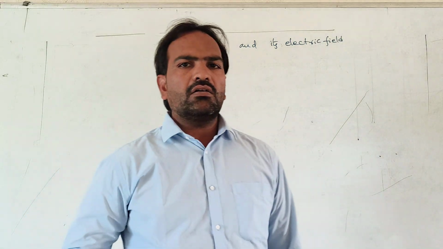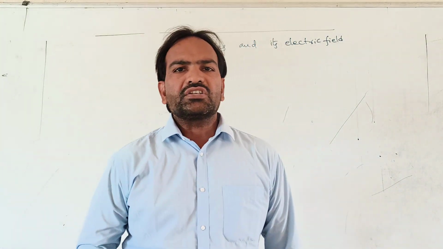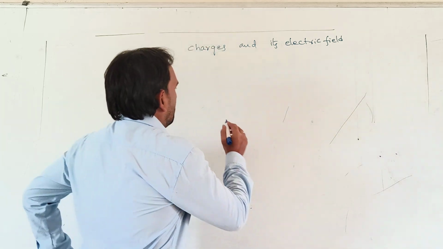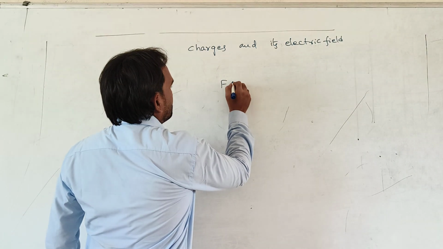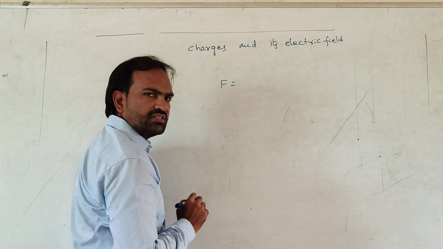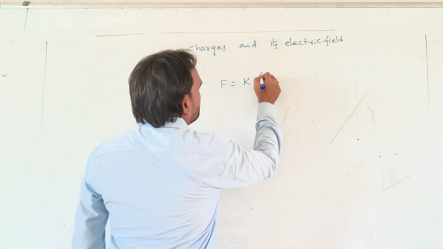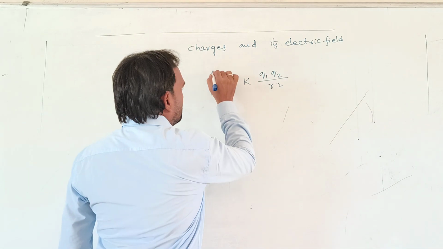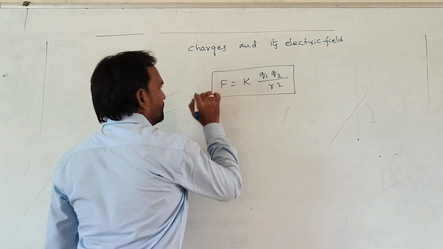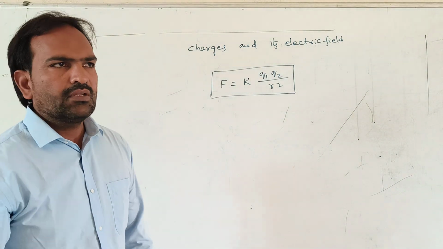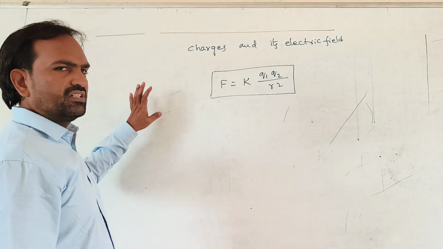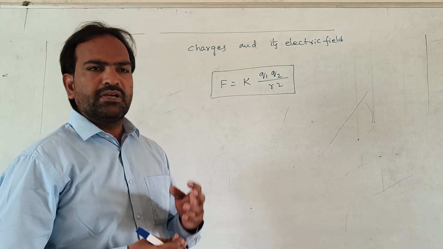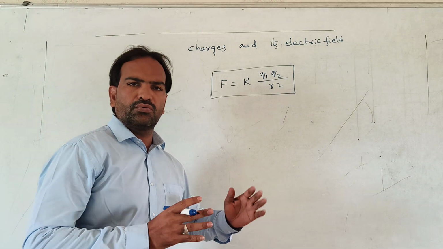Okay. Last class we already discussed the interaction of forces between two charges according to Coulomb's law. F is equal to K Q1 Q2 by R square. Last class we already discussed this concept clearly: the charge definition, basic information about charges, and Coulomb's law.